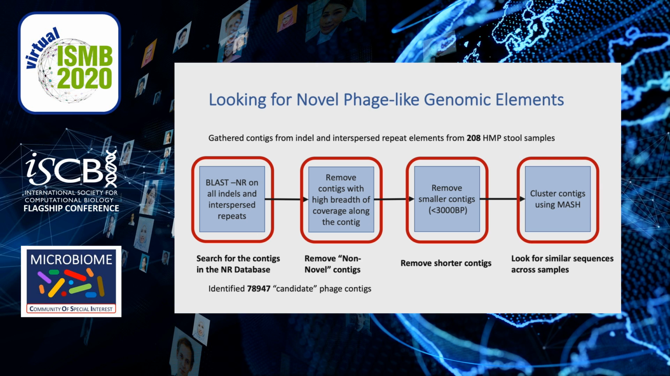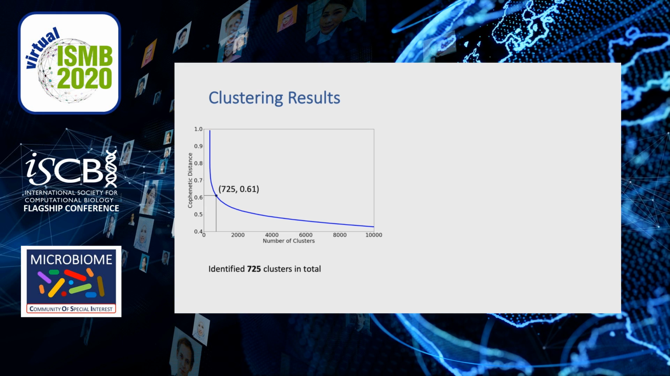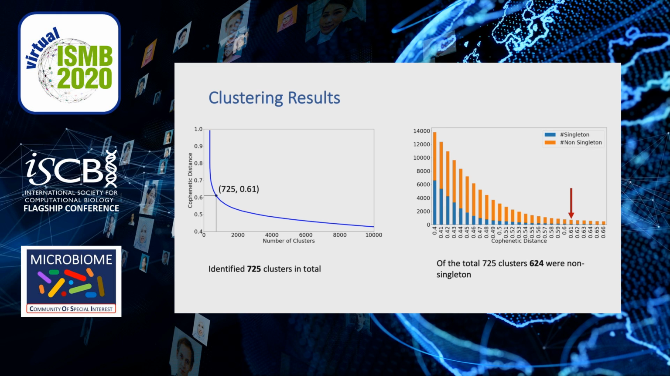We want to look for similar sequences across samples. We do this to see if we can detect similar novel genomic regions across environments. We used MASH, which is a min-hash based distance obtained by sketching k-mers from the sequences, to cluster these contigs. Once we computed the pairwise MASH distance between the sequences, we clustered them using the complete linkage method. To identify clusters, we used the cophenetic distance metric. We spotted an elbow point in the cophenetic distance versus number of clusters at 725. Of the 725 clusters, 624 clusters were not singleton. We considered these 624 clusters for further analysis.